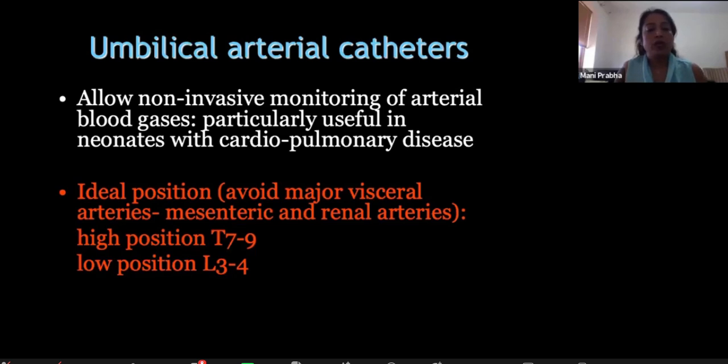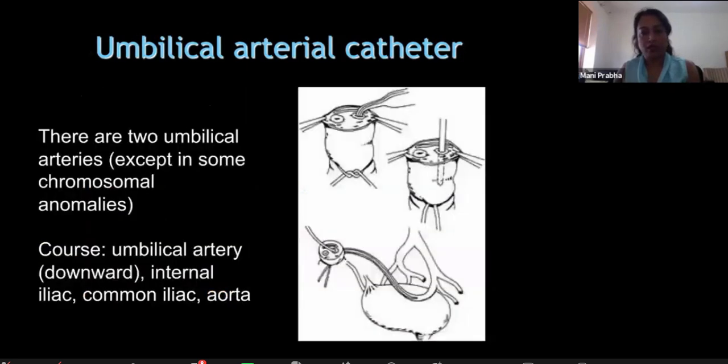The idea is to avoid the major visceral arteries, which are the mesenteric and renal arteries, because thrombosis can occur due to the foreign body mechanism in that region. So keeping all this in mind, we'll review the cases. A few words more about the umbilical arterial catheter. There are 2 umbilical arteries, except in some chromosomal anomalies, and the course of the umbilical arterial catheter is through the umbilical artery into the internal iliac artery, and then into the common iliac artery, and finally into the aorta, and then at the T7 to T9 level.